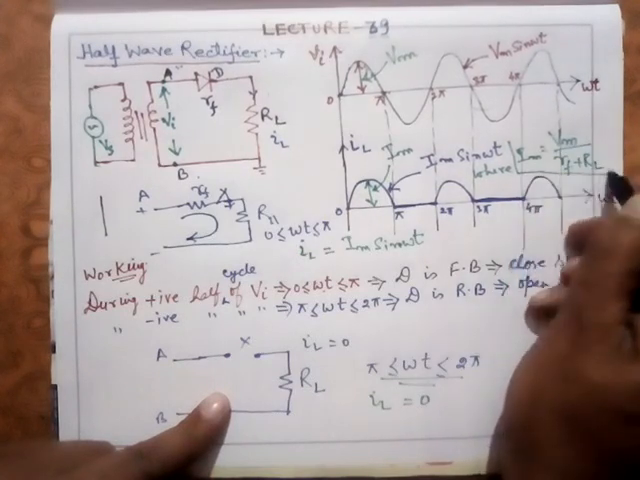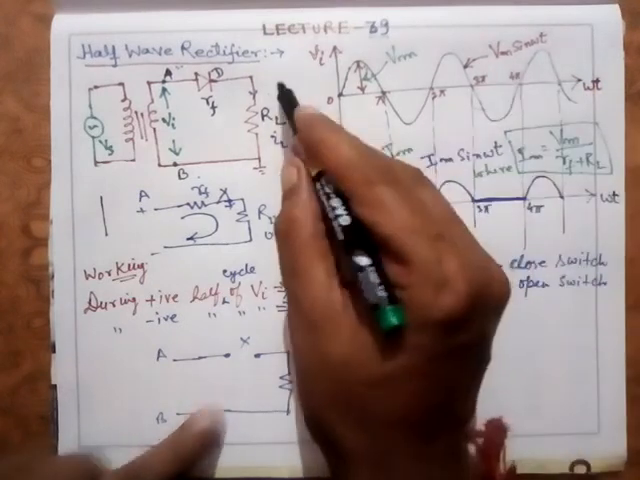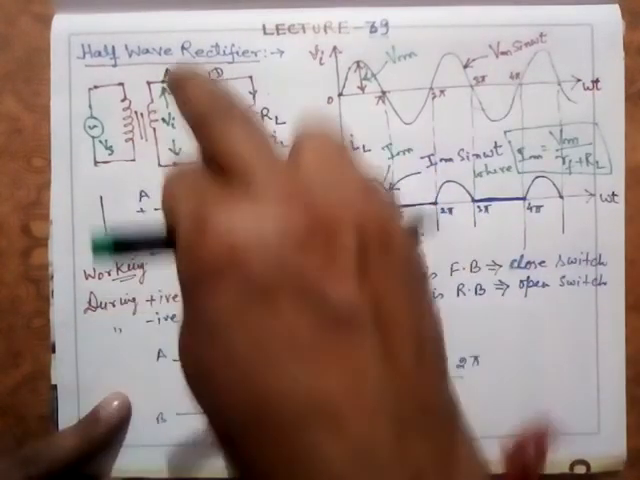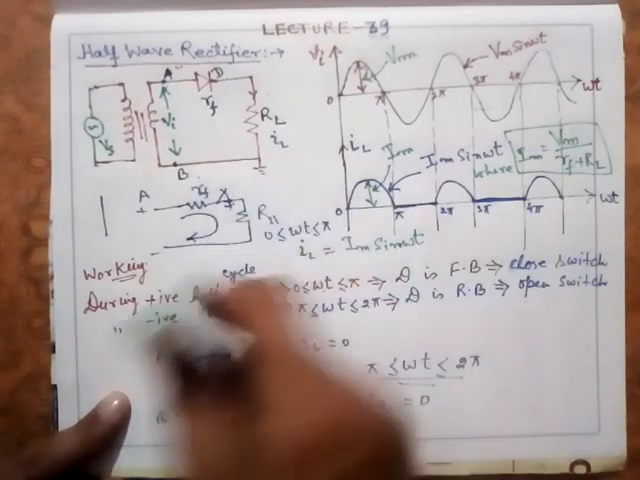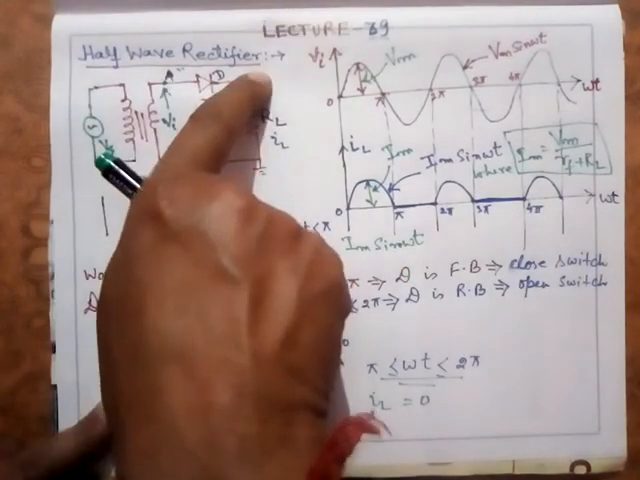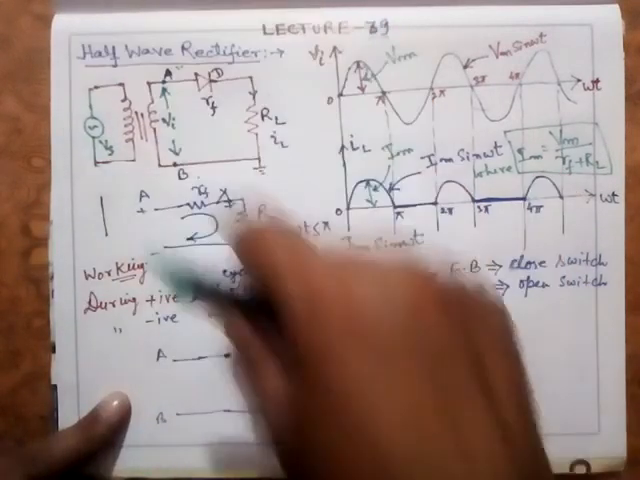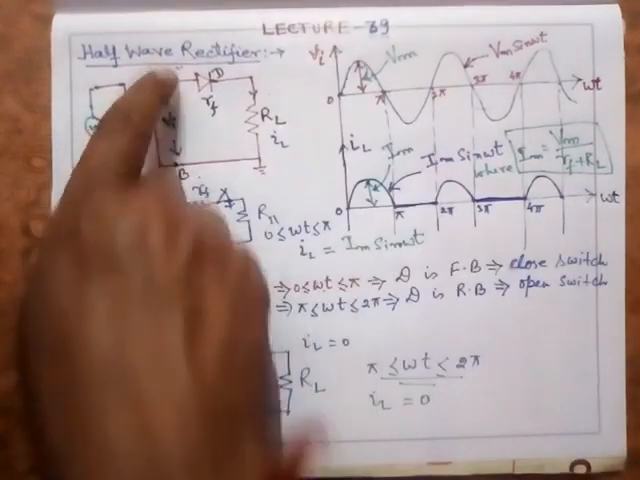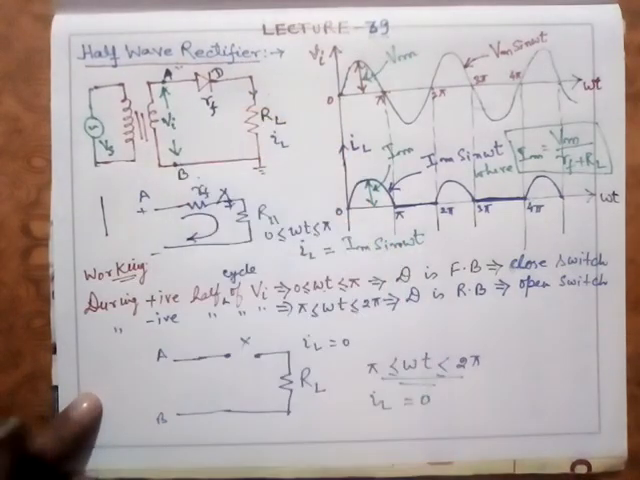I hope that this is clear to you. This is the working, and remember that whatever mathematical expression we discuss, the input is this. When I say input to the rectifier, it means the voltage at the secondary of this transformer. This Vi is nothing but the secondary voltage of this transformer.